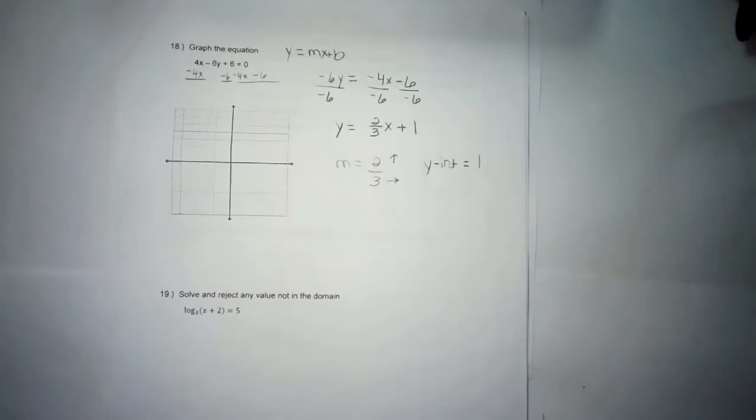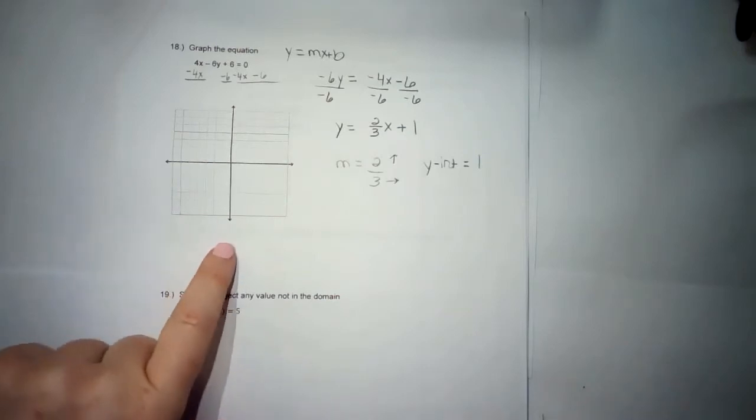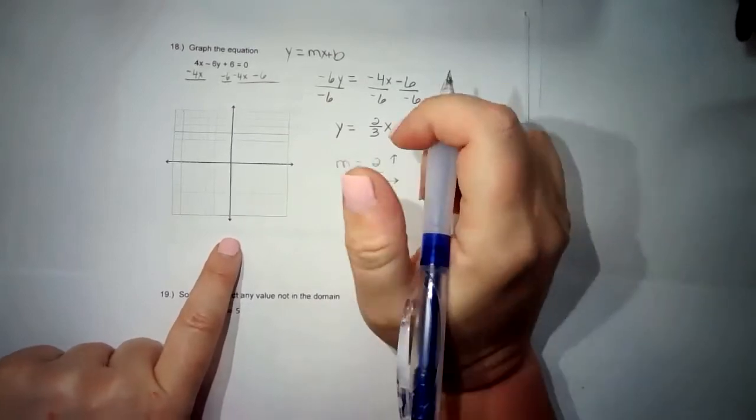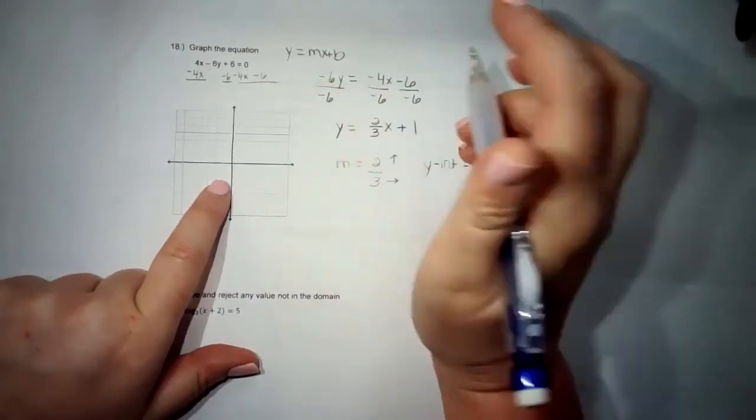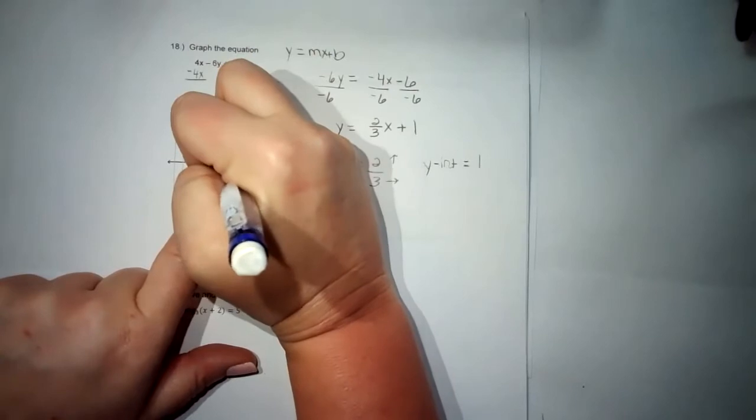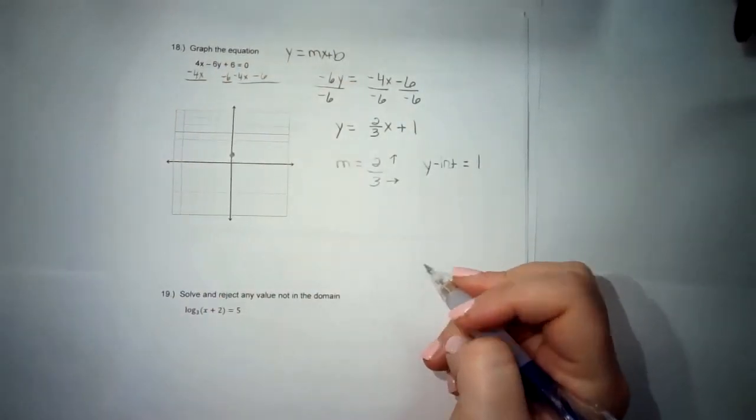Okay, you're going up 2, right 3. If it's negative, you go down 2, right 3. You're always going right. Thank you. Okay. All right, here we go. So my y-intercept is going to be 1. Everybody got that? You do that first.